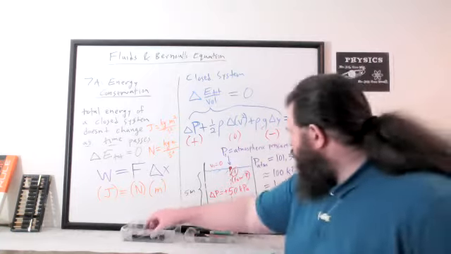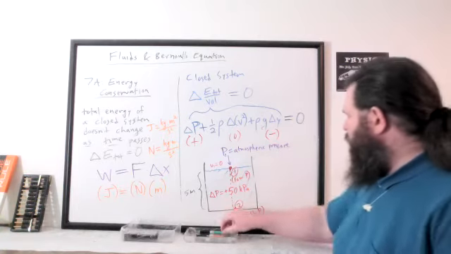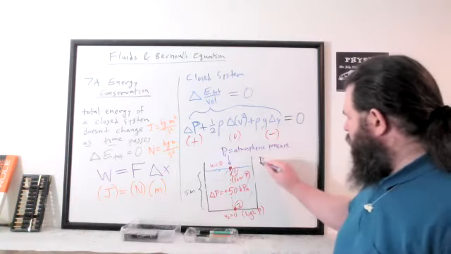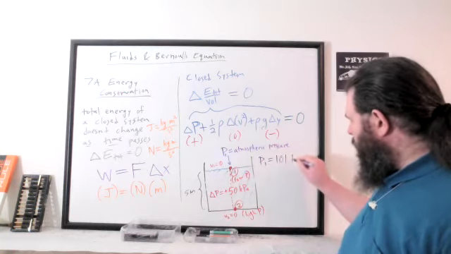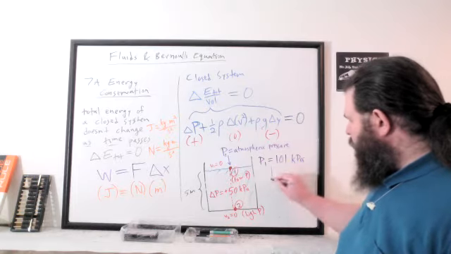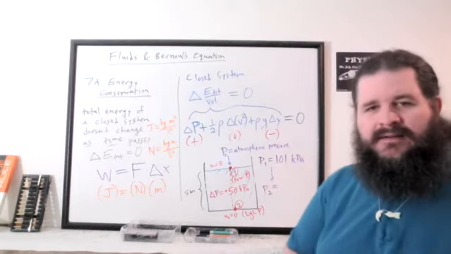So if we say pressure 1 is 100 kilopascals, let's go ahead and be a little more accurate, 101 kilopascals. What would pressure 2 have to be?